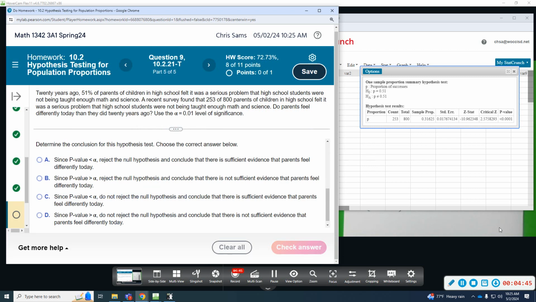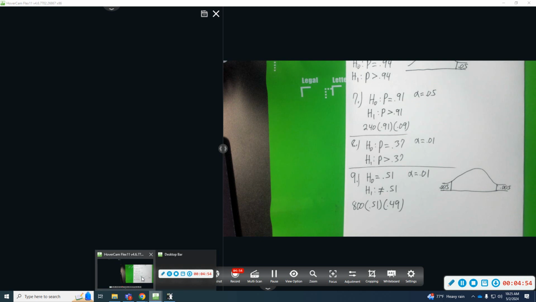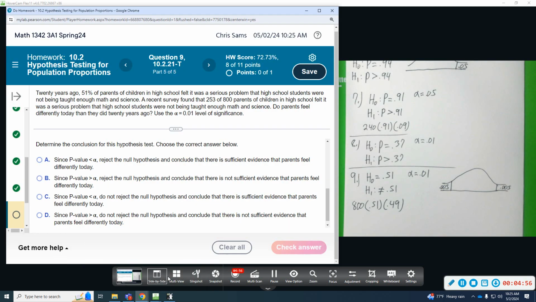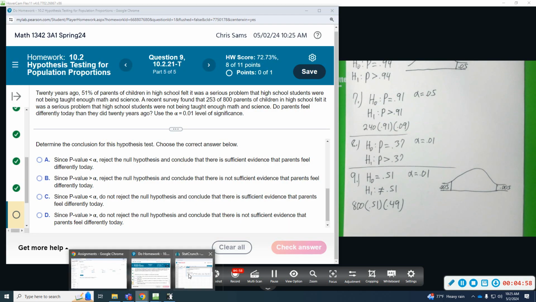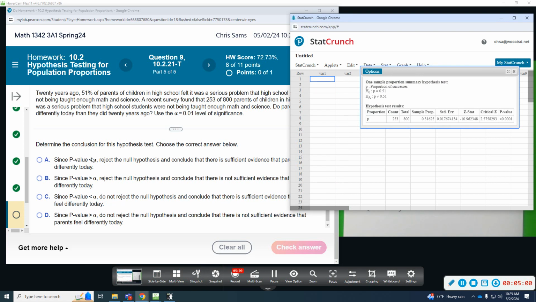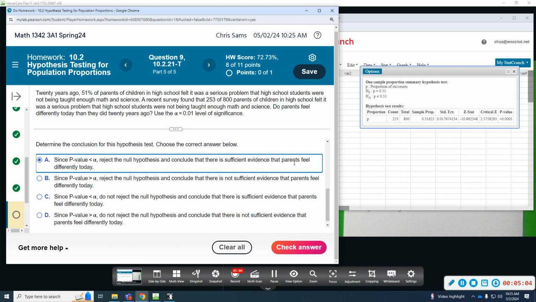Now, when we compare, the p-value is less than alpha. It falls in the rejection region, so we reject the null. That's our conclusion. We reject the null in this case. So since P is less than alpha, reject the null, conclude that there is sufficient evidence that parents feel differently today. That's the exact language. Right thing this time, less than, not greater than. Okay, good.